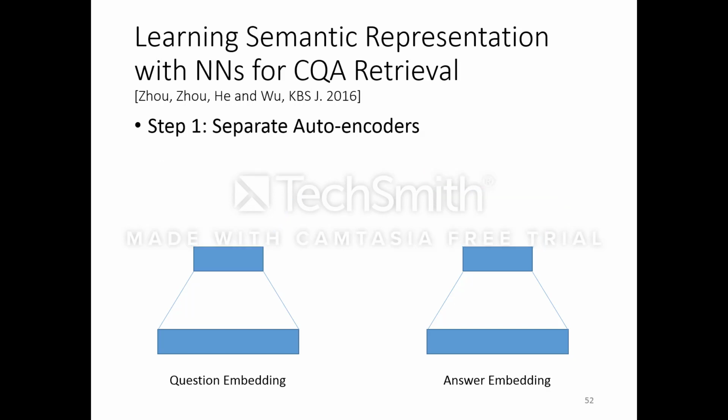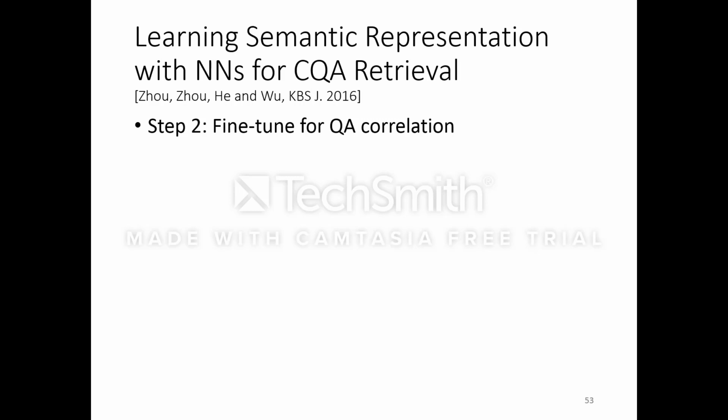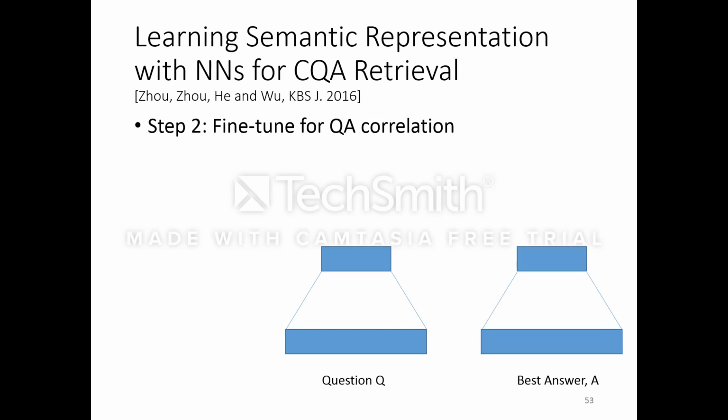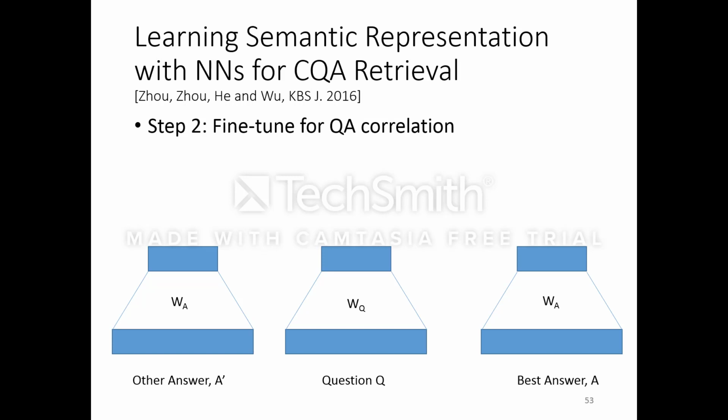So now you throw away the output part of it like we did earlier. And now we'll do the fine tuning for QA correlation. And how do they do that? For that, they take a question, they take a best answer, and they take another answer, which could be an answer for another question. Okay, so you have these triples. And you pass each one of them through their respective autoencoders. For the question part, you pass it through the question autoencoder, whose weights are learned as WQ, and for the best answer as well as the other answer, you pass them both through the same answer autoencoder, right?